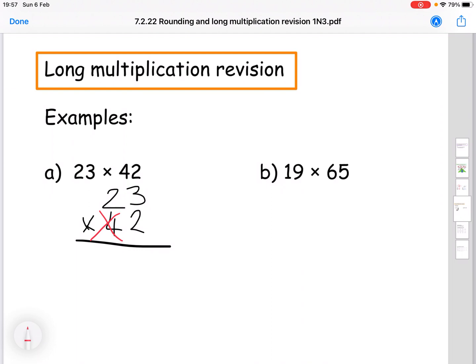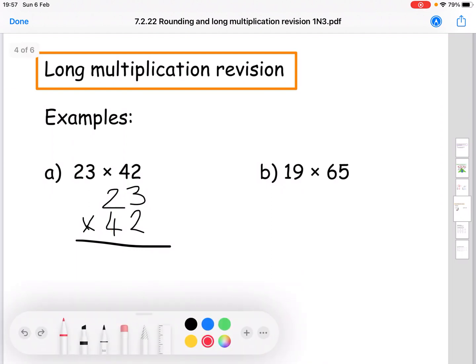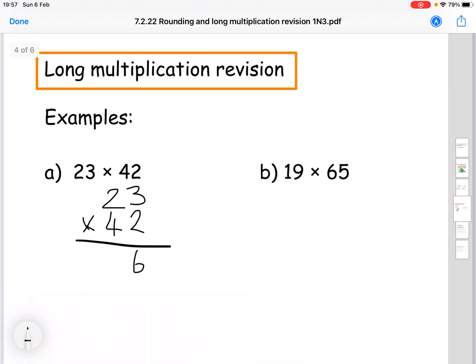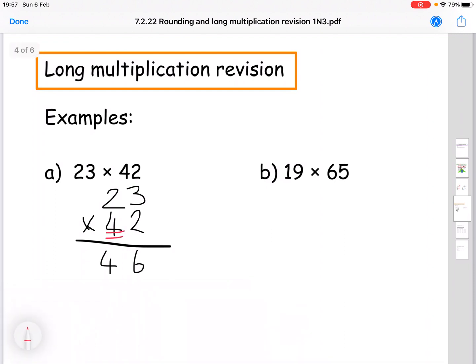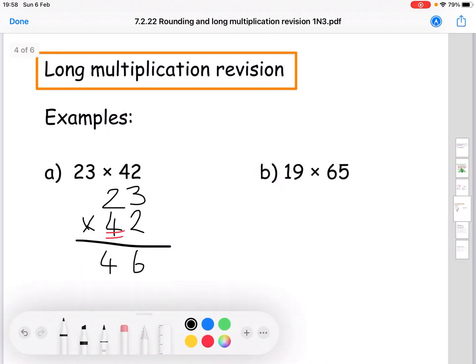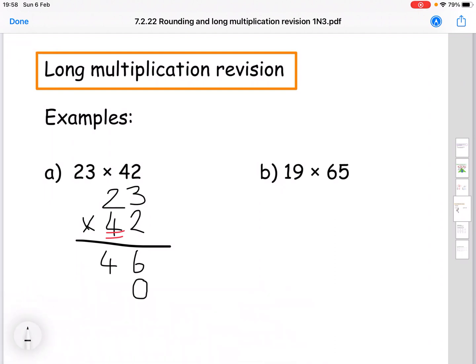So you're going to start off just as you normally would with a multiplication sum. So 2 times 3 gives you 6, and then 2 times 2 gives you 4. Then what we need to do is, we've multiplied by the 2, we now need to multiply by this 4. Now that 4 is in the tens column. So that means that your units column is going to be empty, because there's nothing in the units column for you to multiply by. So you're already starting in your tens column.